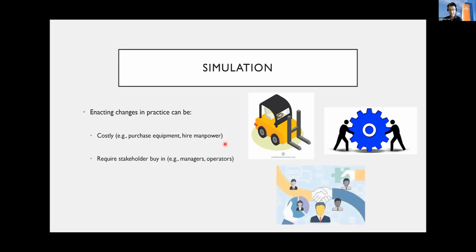The other aspect about implementing changes in practice is that it's not only about identifying the right approach, whether to hire manpower or to purchase equipment, but at the same time you are also going to require the buy-in of the stakeholders. The stakeholders can be people like the managers who would give the approval for the purchasing of this equipment or the hiring of the manpower, or it could also be the operators who, in the end, are going to be the people using this equipment. So you are going to require their buy-in.